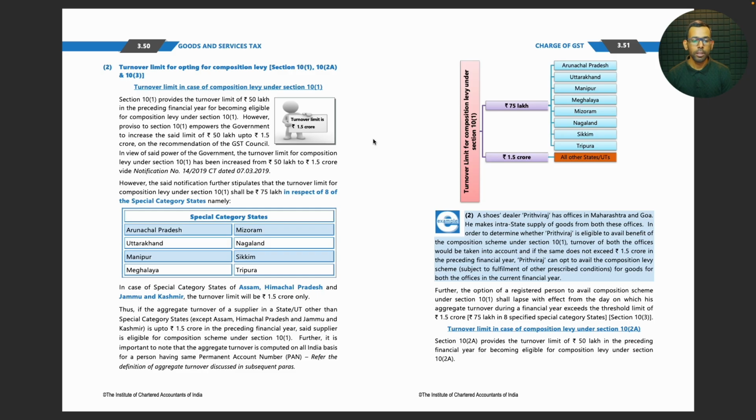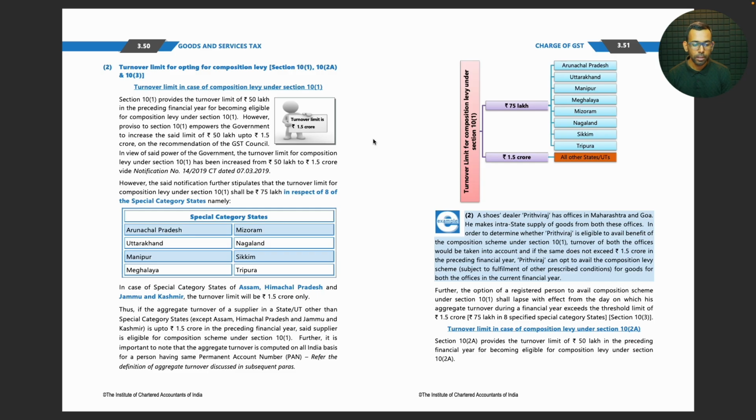However, the said notification further stipulates that the turnover limit for composition levy under section 10 subsection 1 shall be rupees 75 lakhs in respect of 8 special category states: Arunachal Pradesh, Uttarakhand, Mizoram, Manipur, Nagaland, Sikkim, Meghalaya and Tripura. So in the special category, all northeastern states except Assam are included. Apart from that, Uttarakhand is also included. What are not included are Assam, Himachal and Jammu and Kashmir. The turnover limit will be 1.5 crores only.